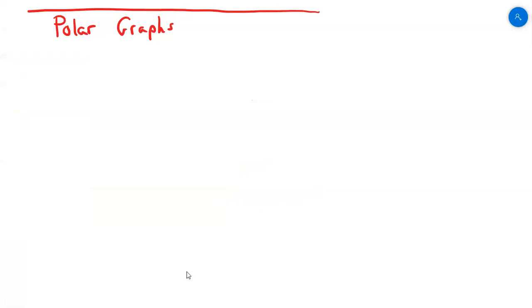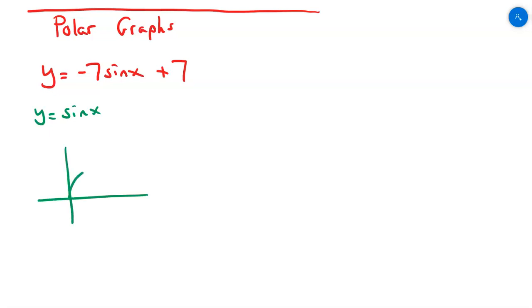So we said we're going to look at the graph of y equals negative 7 sine of x plus 7. Now this is going to bring back memories of graph translations. Let's start with plain old sine x, right? y equals sine x. We know that's a graph that goes through the origin. It goes up, it goes down, it ends at 2 pi, right? It starts at 0. Here's pi and 2 pi.